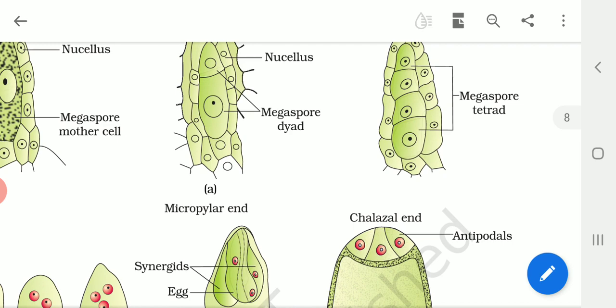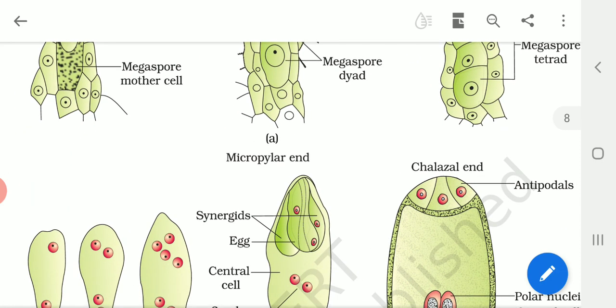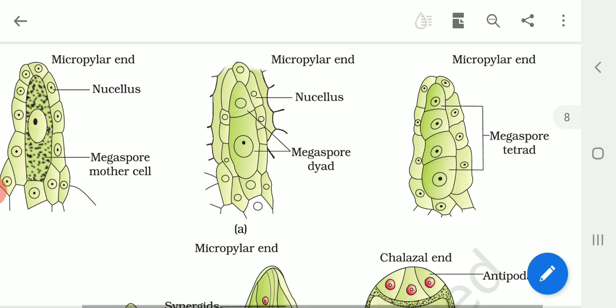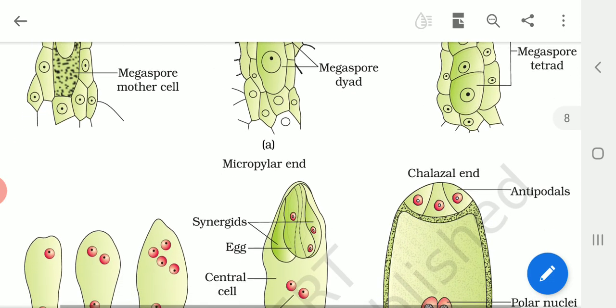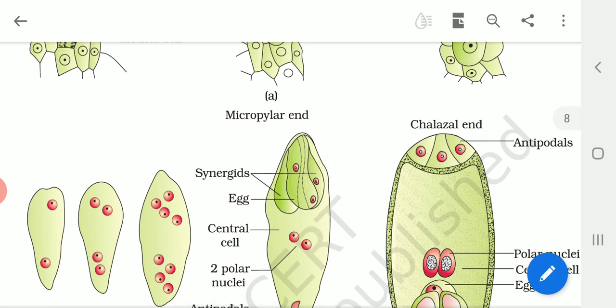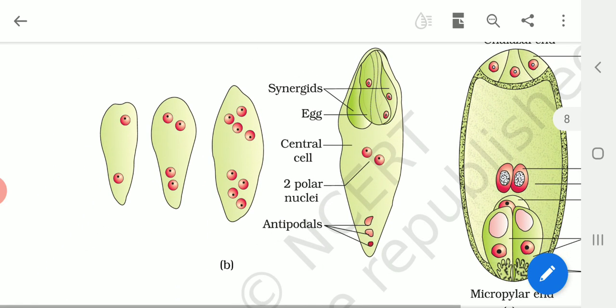So therefore, out of these four megaspores, three will degenerate, and as a result only one will be functional. Therefore it is called the functional megaspore, and it develops into what you call the female gametophyte, otherwise called the embryo sac. Now, how does this develop into a female gametophyte? Let us see.